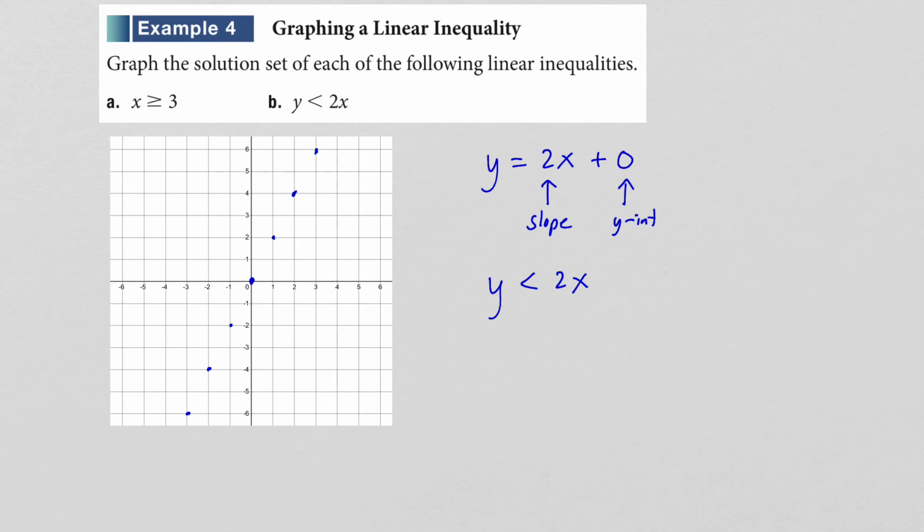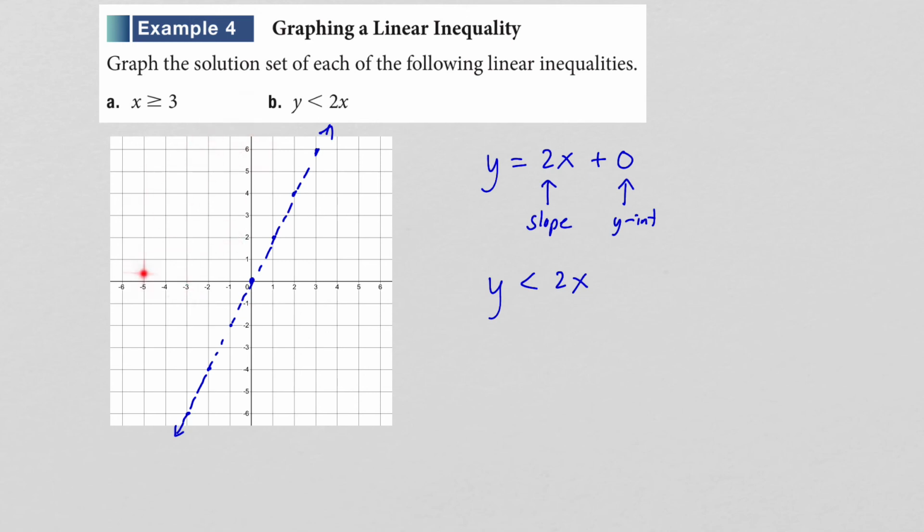So that means that the line itself is actually not included as part of the solution because it's strictly less than. So when you have a strictly less than or a strictly greater than symbol, when you graph the line, it has to be a dotted line to represent the fact that the line itself is not part of the solution. Now the only question is, which side do we shade on?